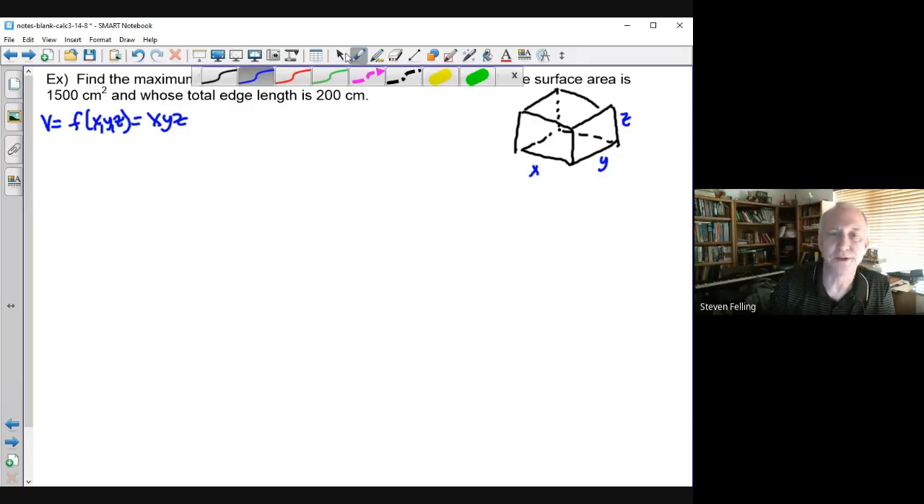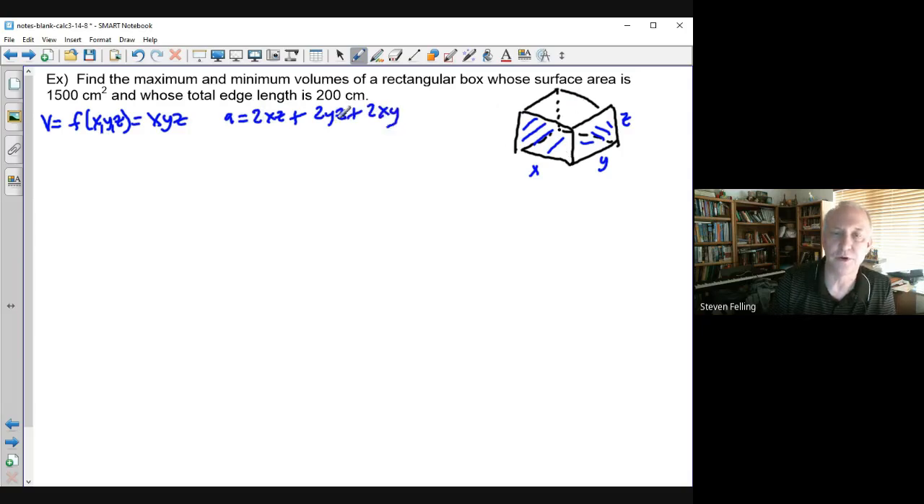The first constraint is that the surface area has to be 1,500 square centimeters. So the area, maybe we could call that function A, okay, is going to be, well, let's see, we'll have an area here, right, which is x times z, and there's two of those surface areas, so two xz's. And then there'll be an area on the front here, right, which is y times z, but there's two of those, a front and the back, so 2 times yz, and also a top and bottom area that's xy. Right, so that's a constraint because that has to be forced to be equal to 1,500.